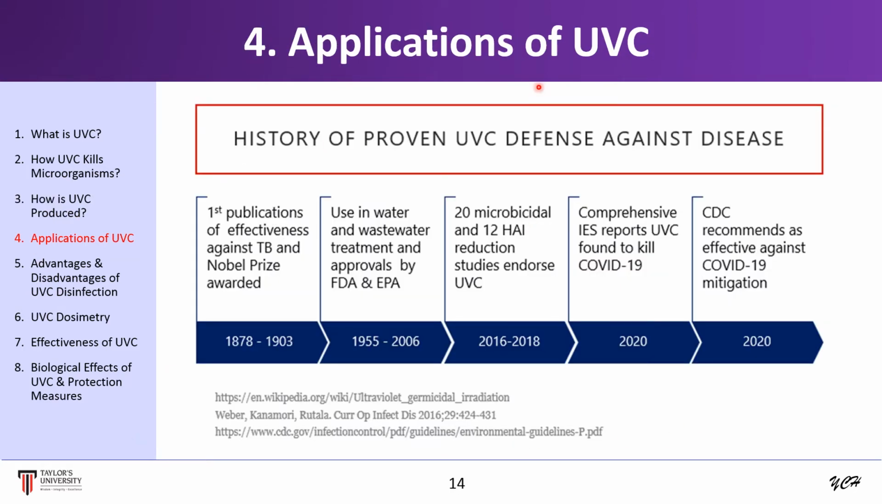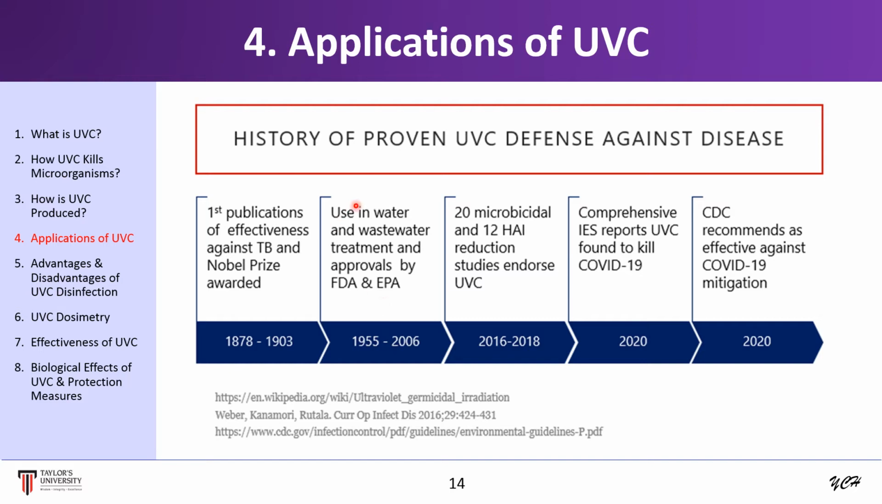Next, let's look at the applications of UVC. UVC has a very strong history of proven defense against diseases. Starting from 1878 to the early 19th century, there were first publications of the effectiveness of UVC against TB. And in fact, this discovery won a Nobel Prize. And since then, UVC was given the name germicidal light.